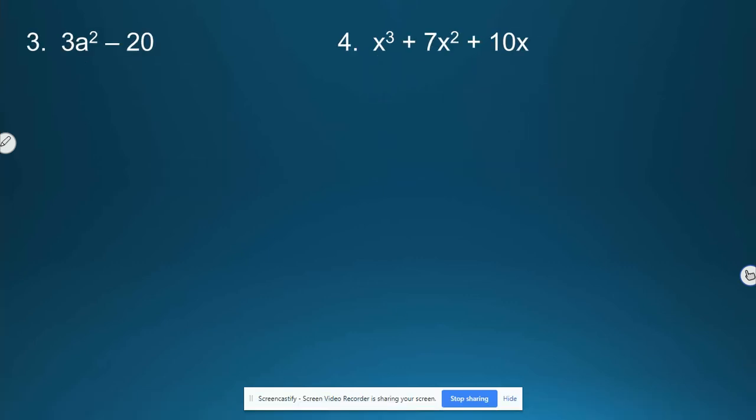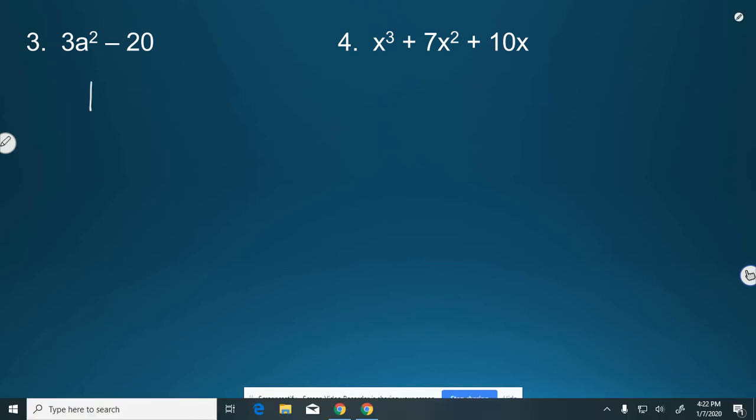Number 3, we have 3a squared minus 20. Well, there isn't an a in both terms, and 3 is not a factor of 20. So this is what I was talking about. This is not factorable. This is what we call prime.